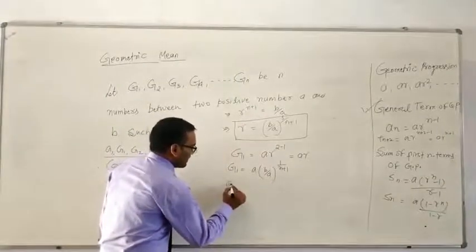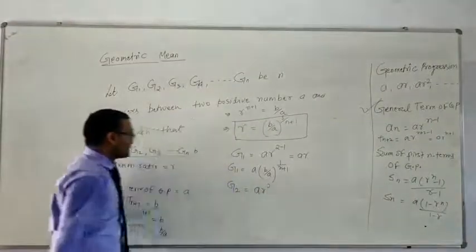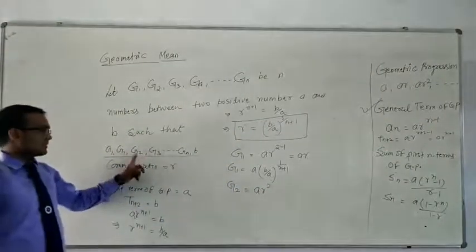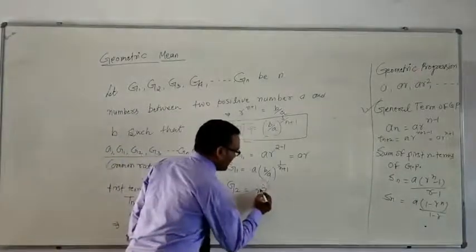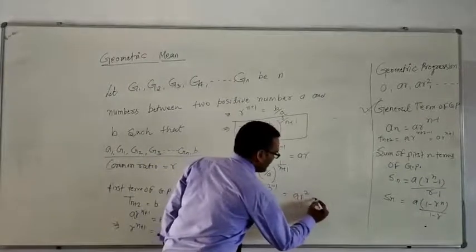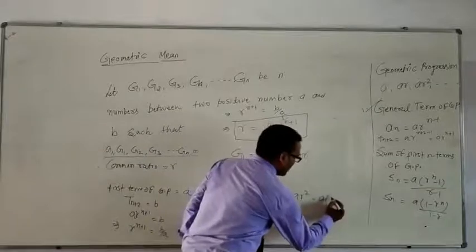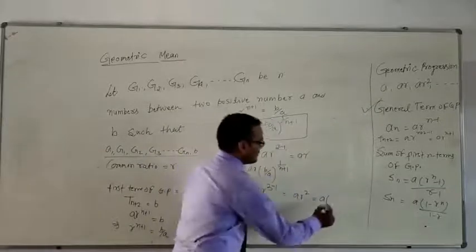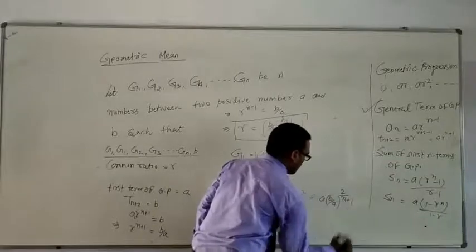Again we find the value of G2. G2 is the third term of the GP. G2 equals A r to the power 3 minus 1, equals A r square. Substitute the value of r: A times (B upon A) to the power 2 upon n plus 1.